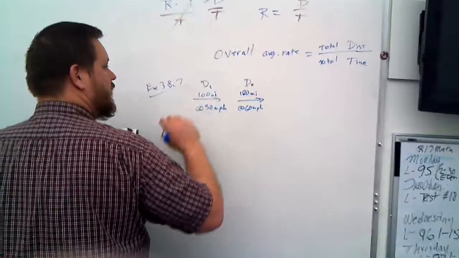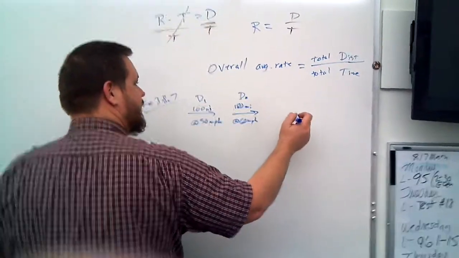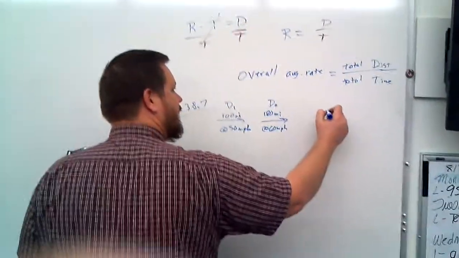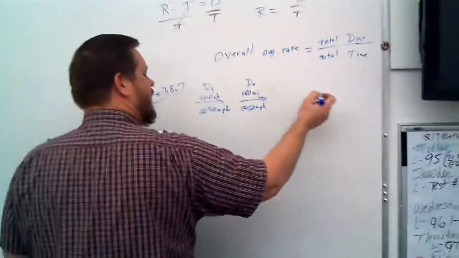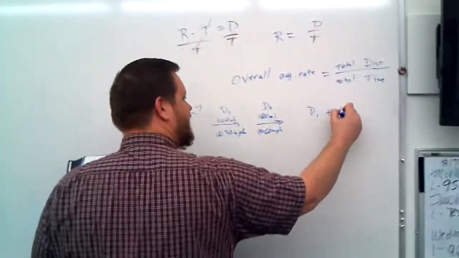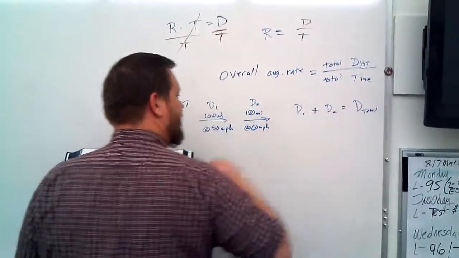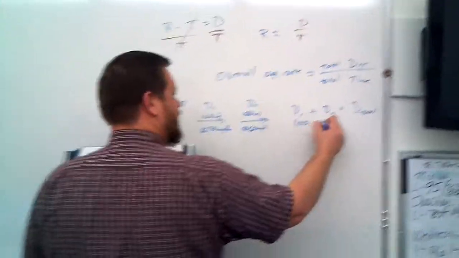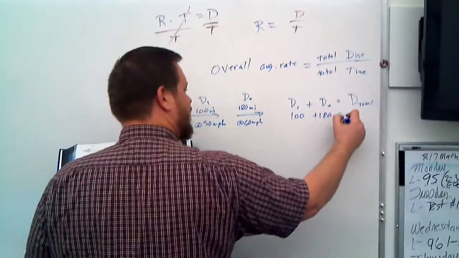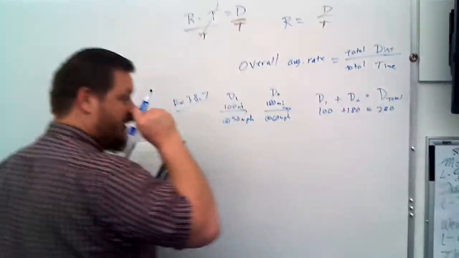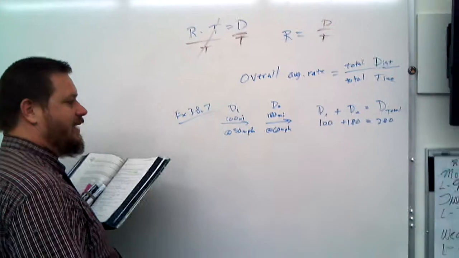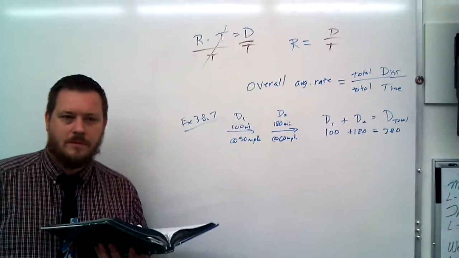All right, let's call this D1 and D2. What's the total distance? D1 plus D2 is going to be the total distance. D1 is 100 miles, D2 is 180 miles, so our total distance is 280 miles. Now, what about total time?